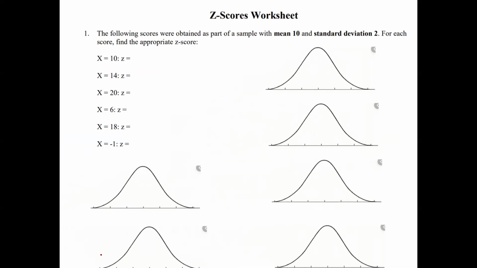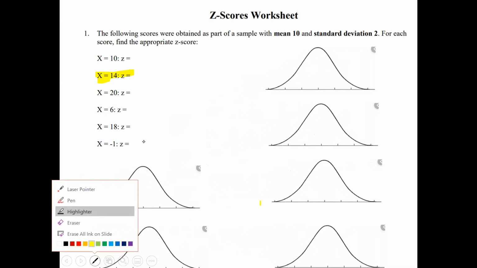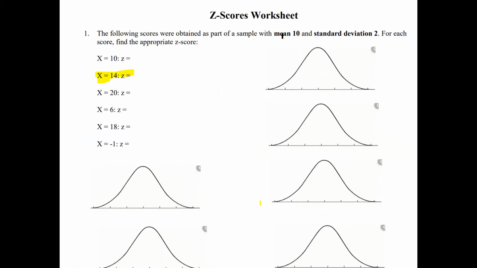All right, so let's take a look at this one here. If the x value is 14 and it's given to you that the mean is 10 and the standard deviation is 2, you're supposed to find the z-score and then color it. Your z-score formula is always going to be x minus the mean over the standard deviation. Your mean here is 10 and your standard deviation is 2. So we're just going to do 14 minus 10 divided by 2, which is 4 divided by 2, which is 2 for your z-score.